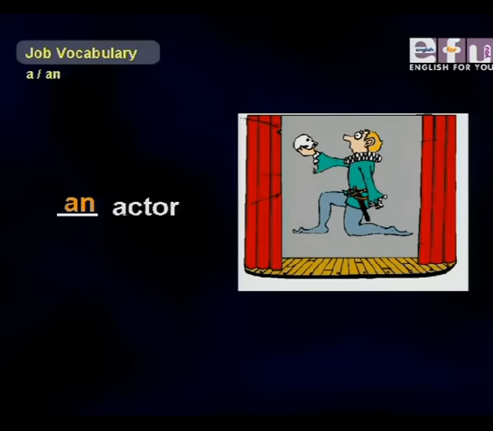Read and repeat. Did you notice that many of these jobs end in ER? That means a person who does that. Let's make a list.